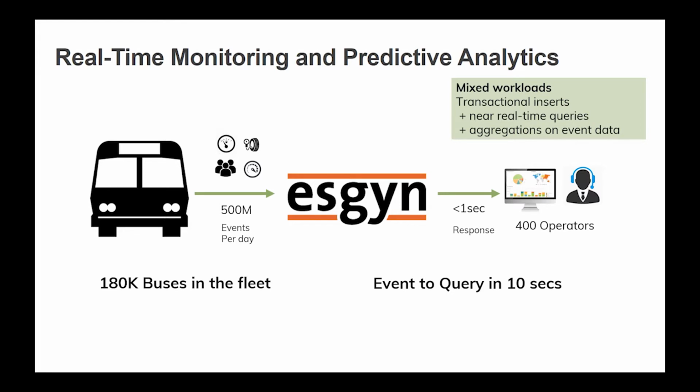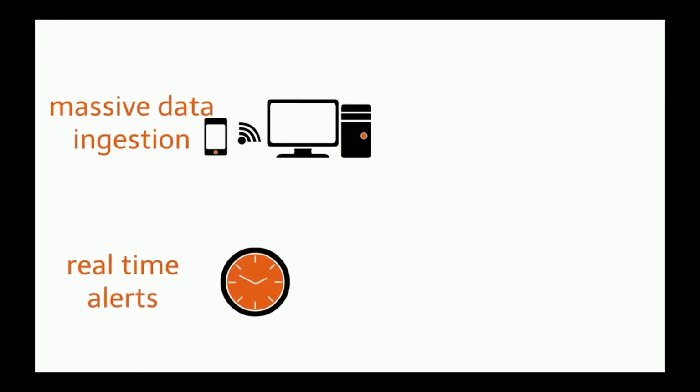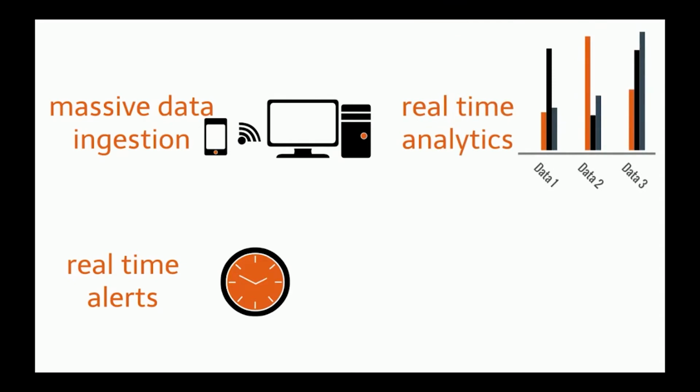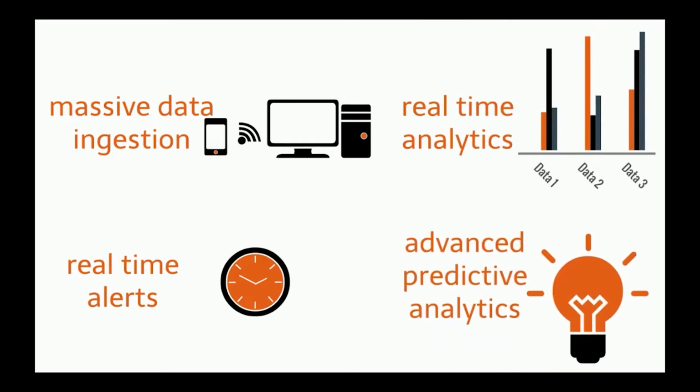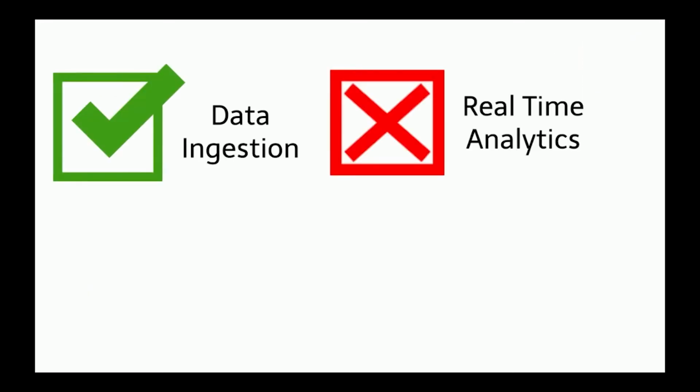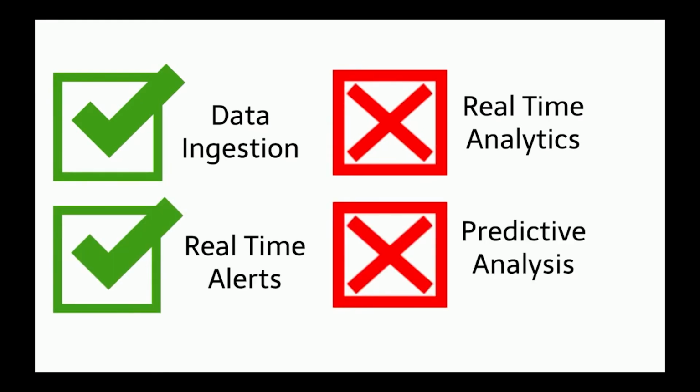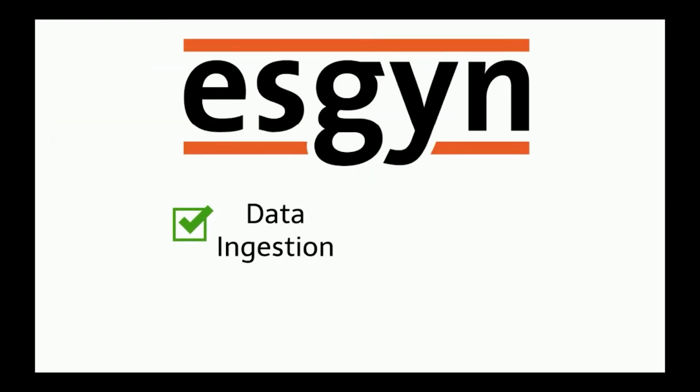This entire process boils down to four problems: massive data ingestion, real-time alerts, real-time analytics, and advanced predictive analytics. With currently available solutions, handling all four problems is a big mess. Some solutions are good at data ingestion, but are terrible with analytics. Some can give real-time alerts, but can't hold the data long enough for predictive analysis. Putting these solutions together ends up with data being moved around needlessly, resulting in higher costs and more headaches when something inevitably goes wrong. Here at Esgyn, we've developed a solution that can handle all four of these workloads with ease.